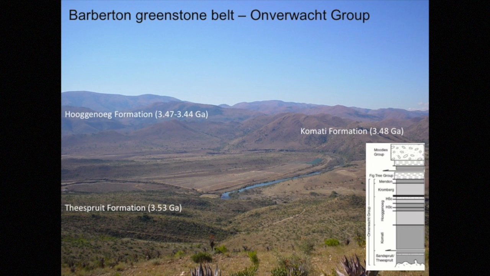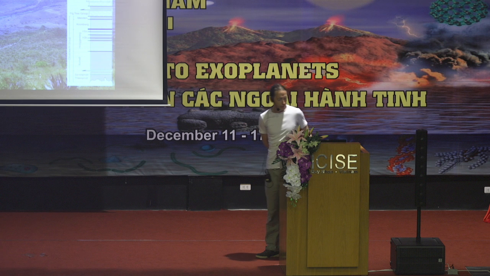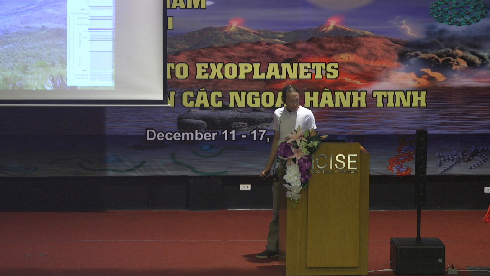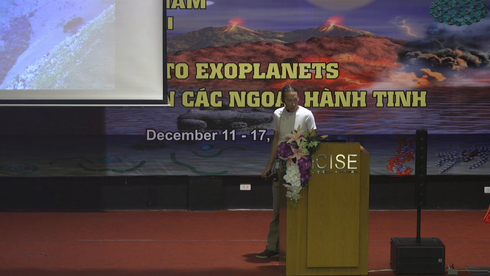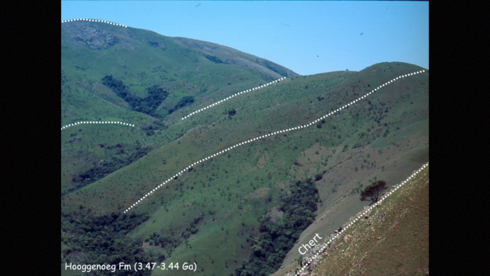So you have layer by layer of volcanic as well as sedimentary rocks, mainly pillow lavas and komatiites, but also the odd sedimentary rock that tells you something about surface processes at that time. If we would be moving in this area into these mountains that are underlain by the Hooggenoeg Formation, we would be able to see this kind of scenery.